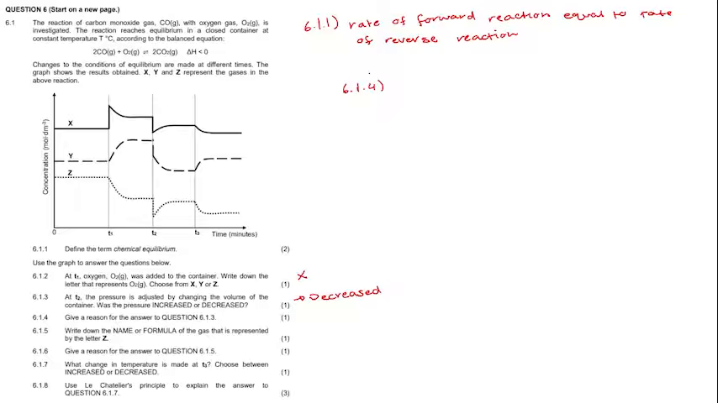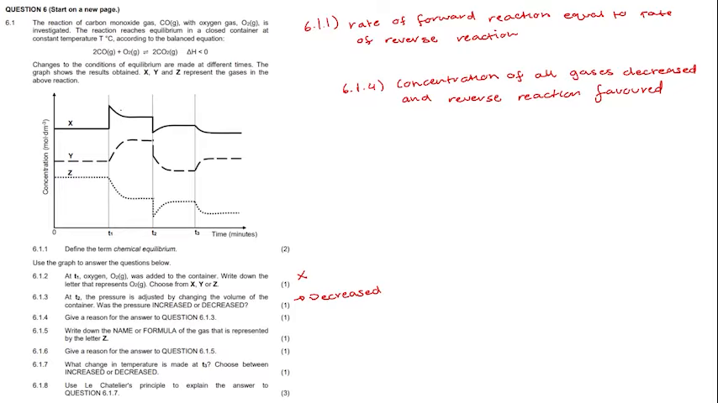So, as we saw, the concentration of all the gases decreased and the reverse reaction was favored. Question 6.1.5. Write down the name or formula of the gas that is represented by letter Z. Since we know that X is O2, and from T1 to T2 the concentration of O2 decreases, which means that products are being formed, and the concentration of Z also decreases, that means that Z must be CO, so carbon monoxide.